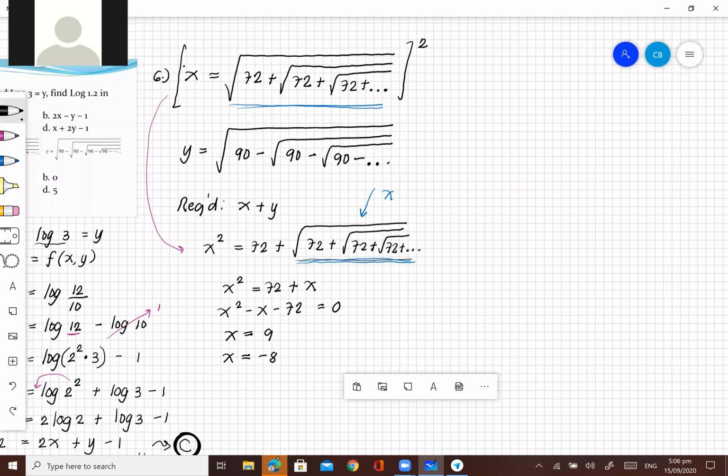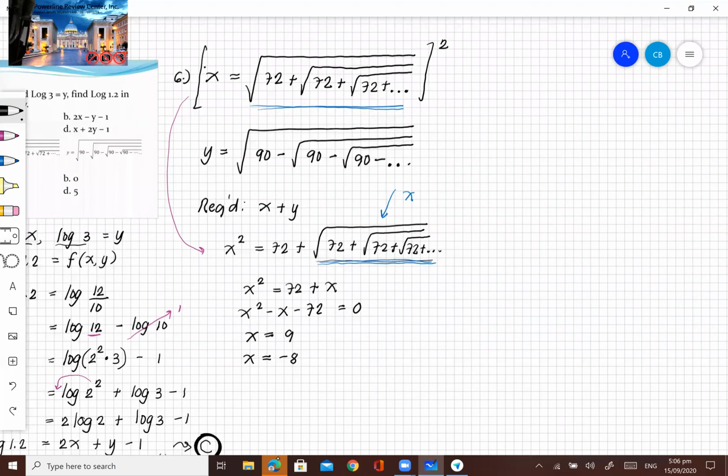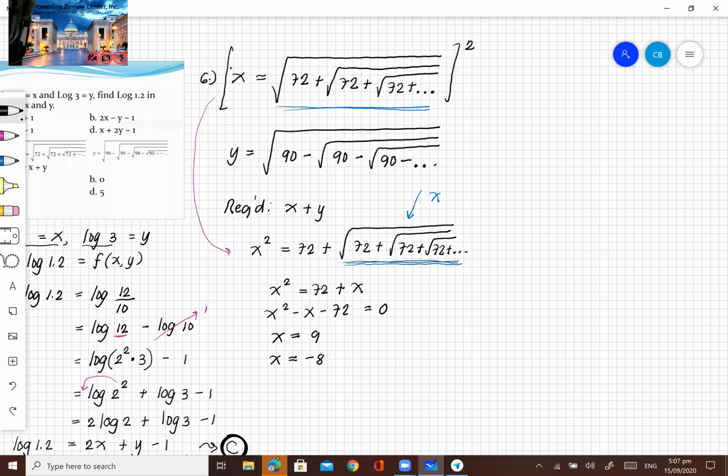Same approach applied to our y. Now, ganun din. So, para makuha natin si y, same approach, square natin ito. Okay? After nating i-square, so dito ko na lang ilalagay yung kanyang solution. So, after squaring, we have now the equation of y equal 90 minus, 9 minus 8 is positive 1.